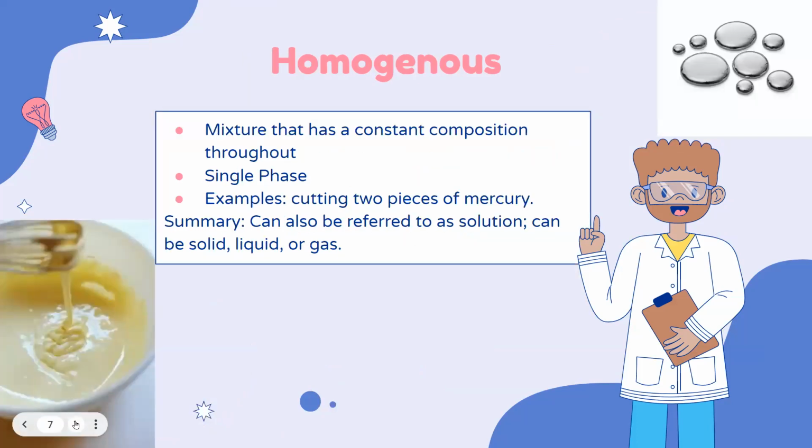Homogeneous. Again, let's look at the photo at the bottom left. It's technically a single phase, and the mixture has constant composition throughout. In summary, it can be referred to as a solution, and it can either be a solid, a liquid, or a gas.